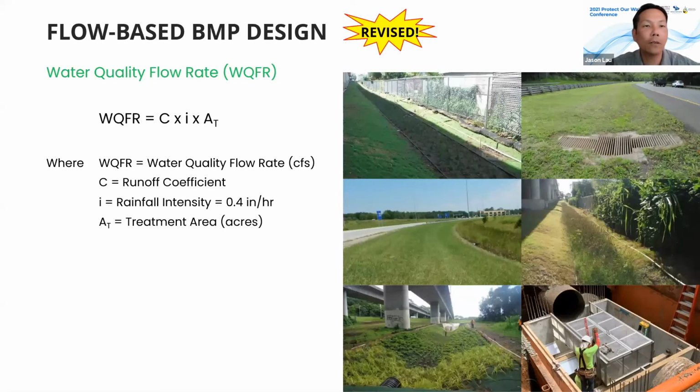And similarly for flow-based BMPs, to compute your water quality flow rate, the equation is the same. It has the rainfall intensity of 0.4 inches per hour. But once again, because we're focusing on impervious surfaces, your treatment area is smaller, but you're going to be using a higher runoff coefficient.